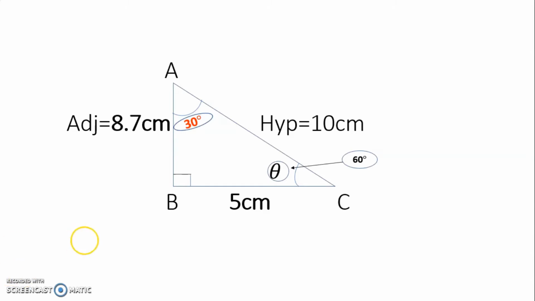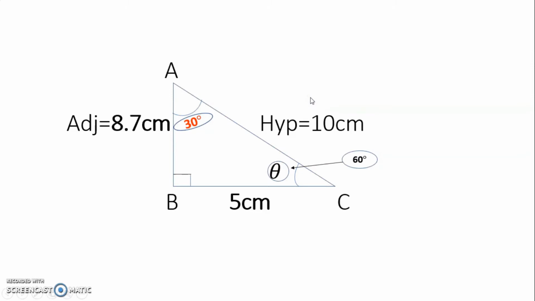Now look at these 2 angles. Angle A is 30 degrees. Angle C is 60 degrees. These 2 angles can change. If this angle is 50 degrees, automatically this angle will be what? 40 degrees. So these 2 angles are said to be complementary.